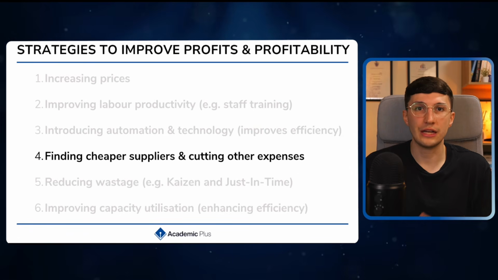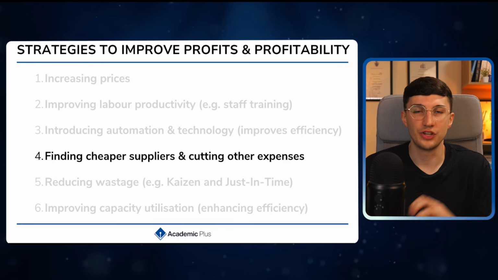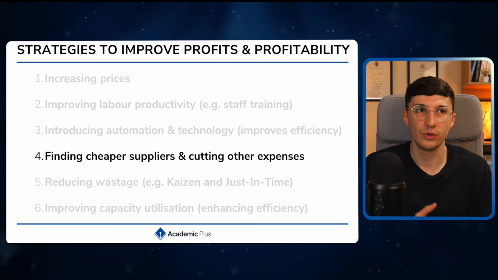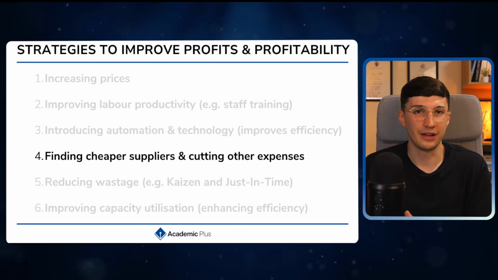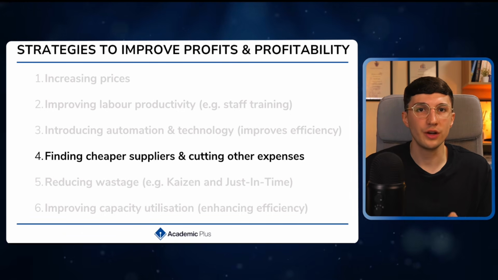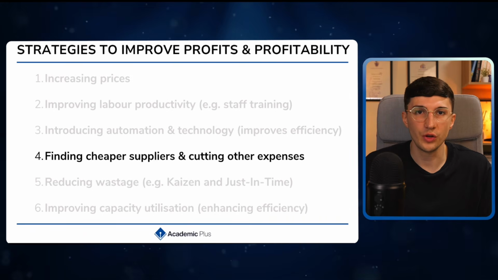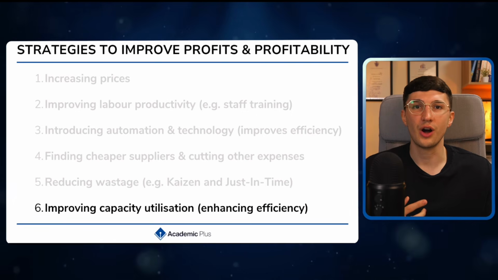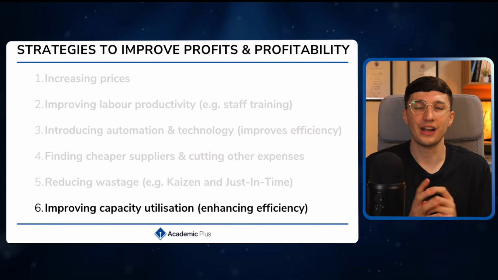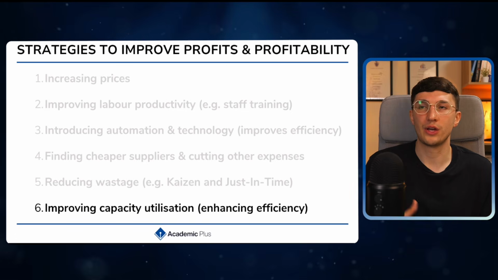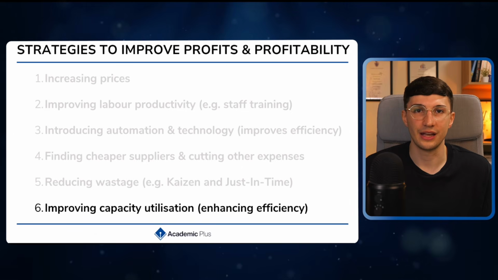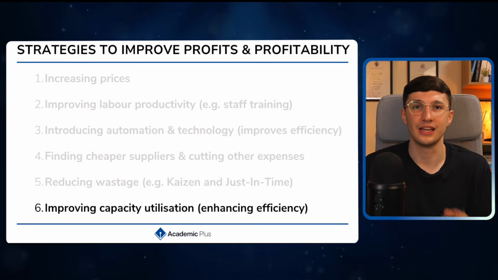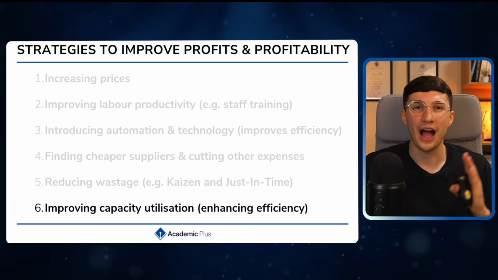Another key method as well is looking at reducing costs by finding cheaper suppliers. Well, the problem is we may find cheaper suppliers, cheaper raw materials, but the quality of our products may go down. So we may have to charge lower prices, otherwise customers may not be as loyal to us. We can look at reducing waste, so implementing methods such as Kaizen and just in time. And the very last way is improving our capacity utilization. So maybe going from 50% to 85%. So our fixed costs are spread over more units, improving the business's efficiency. And that is a great way to improve our profitability.